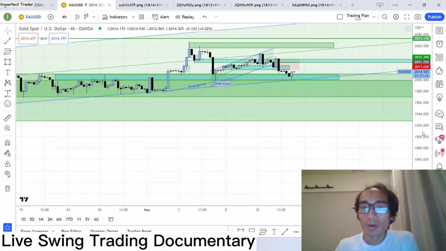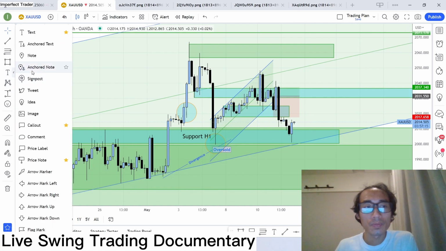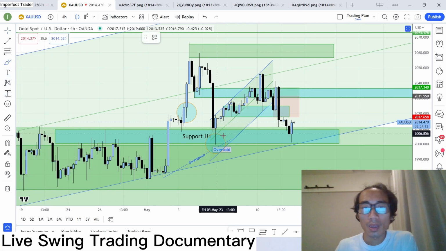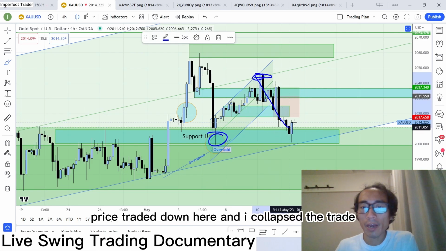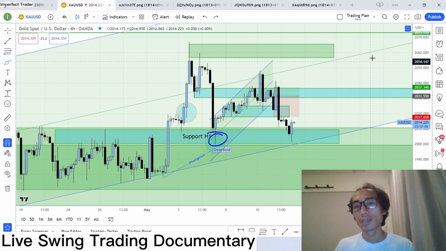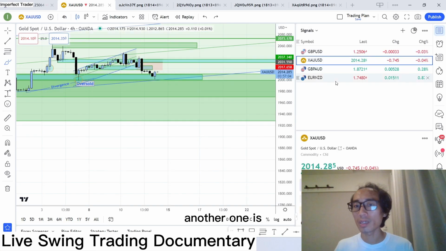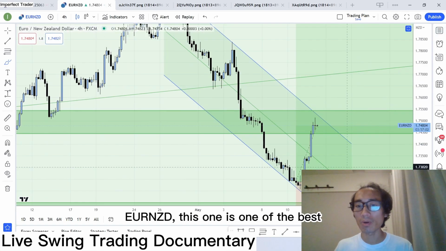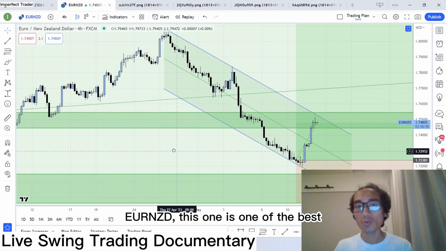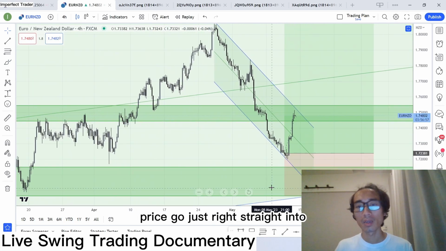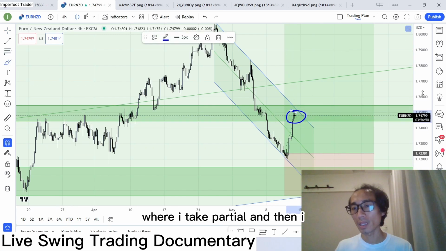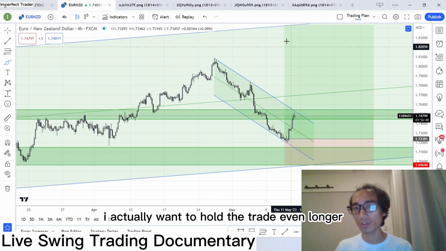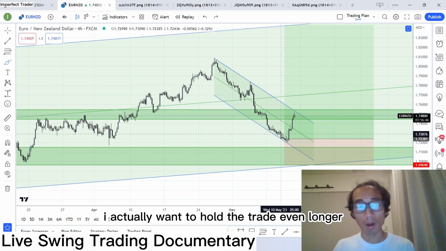I bought right here, and I take partial right here, but I trade down here and I collapse the trade. Another one is Euro again. This one is one of the best ones. Probably go just right straight into where I take partial, and then I actually want to hold the trade even longer.